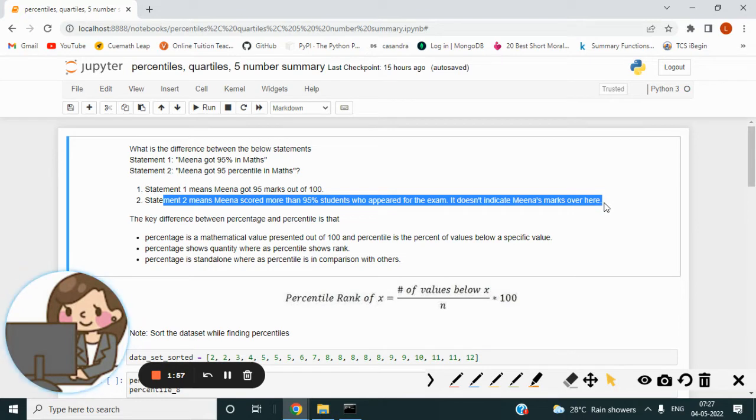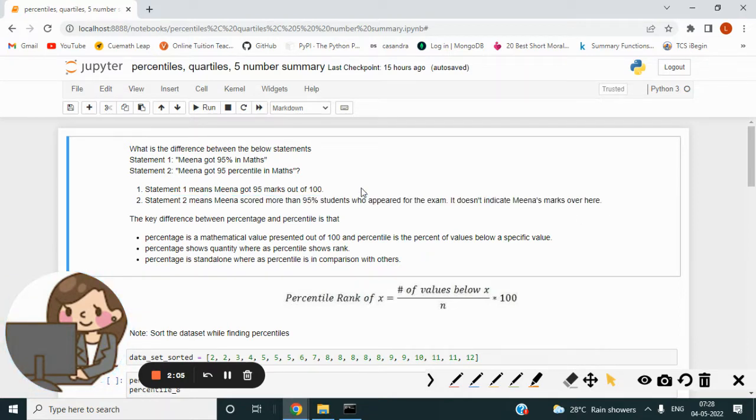So one is directly indicating Meena's marks, and the second is indicating Meena's position among all the other candidates who gave the exam. That is the main difference between percentage and percentile. Percentage is a mathematical value presented out of 100, and percentile is the percent of values below a specific value. When you say percentage, it is directly indicating one's mark or some quantity, but when we say percentile, it is indicating the position of that thing among all other things.